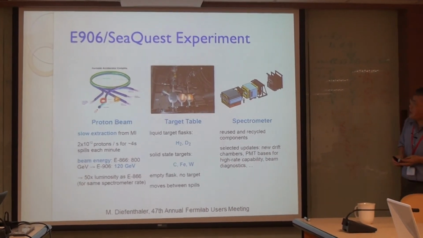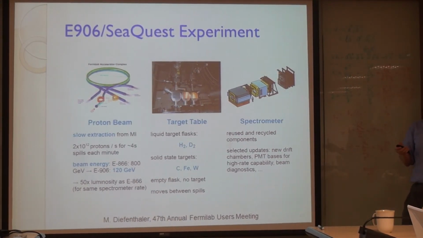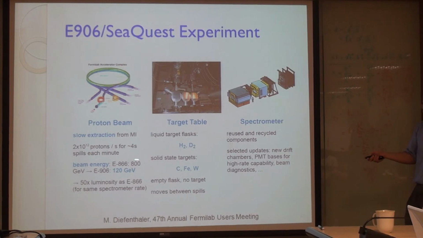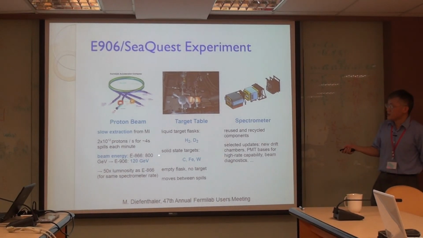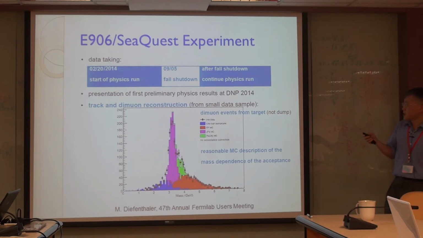So this is the E906 experiment, which is currently taking data at Fermilab, which Shu-Ying has joined. It is utilizing a smaller beam energy. Previously E906 was using the 800 GeV proton beam, but right now we changed to 120 GeV. So the physics data taking started this year in February. We are going to have about a 1 month shutdown in September and then resume data taking, probably going to next year.